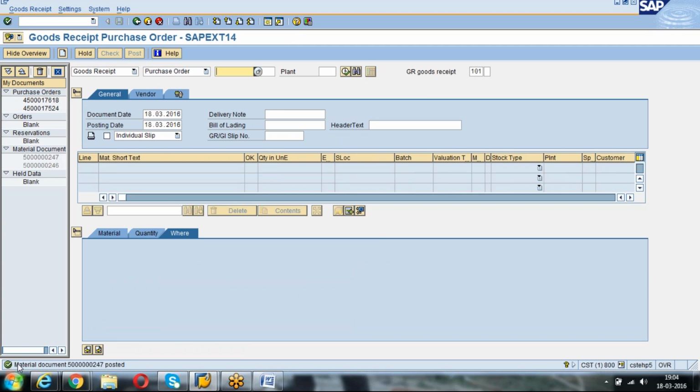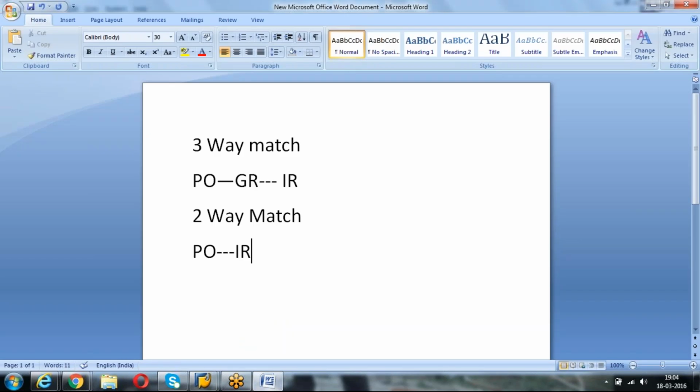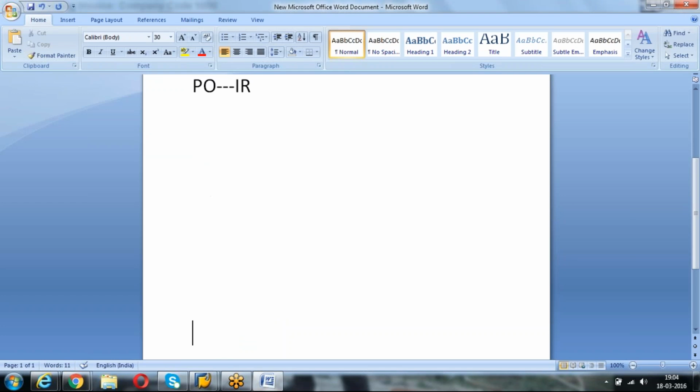You can see the successful message, material document is posted. Now the transaction code MIRO, where we do the invoice verification. Before going for invoice verification, I will give a brief overview about invoice verification and other activities.